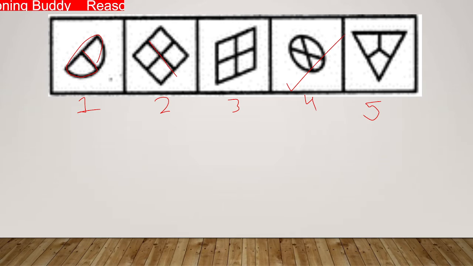Here also this rhombus or square is divided into four equal parts. In this parallelogram also, the same four equal parts. In this triangle also, three equal parts. But in this circle, this part and this part vary in size, so they are not equal parts. That's why this is the answer.